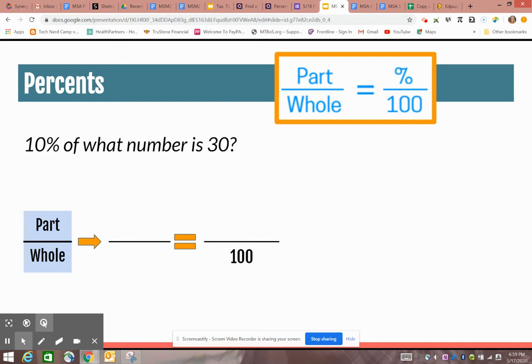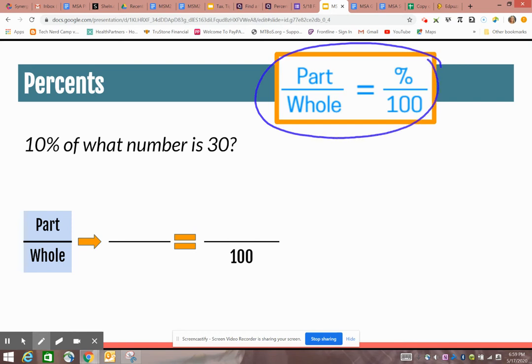So again, coming back to my proportion, part over whole equals percent over 100. 10% of what number is 30? 10%. So I know this is going to be 10 out of 100 because that's 10%. Of what number is 30? So here the whole is missing. We don't know what that whole number is, but I know that the part is 30. So this time my missing piece is the whole.